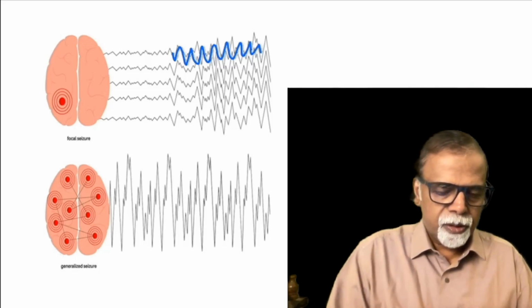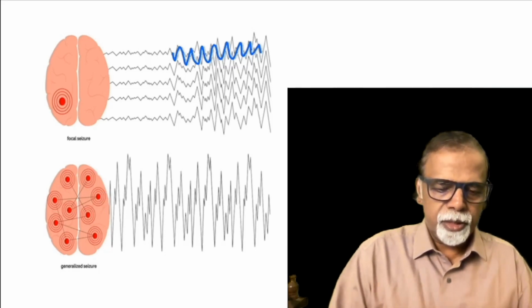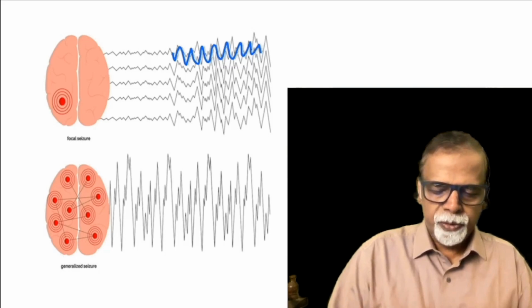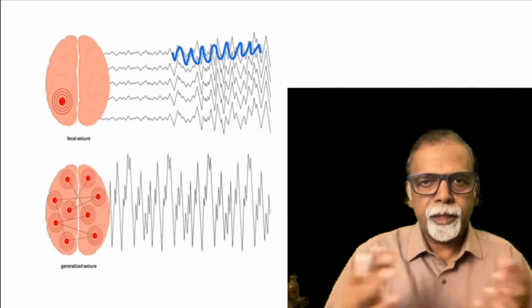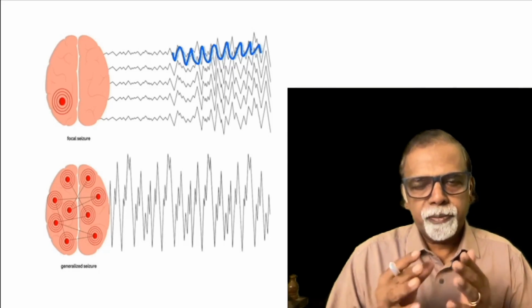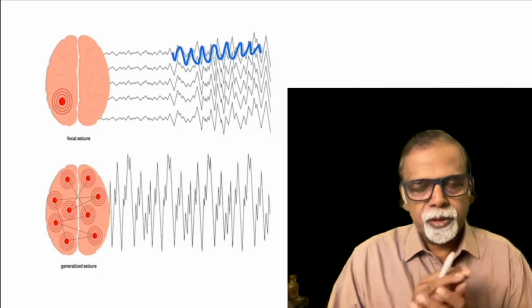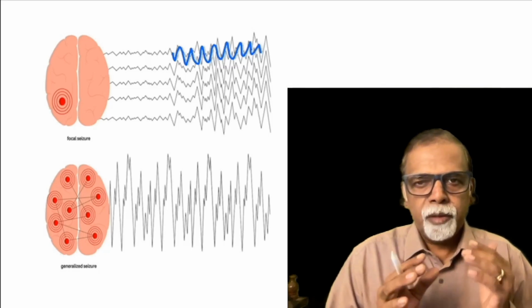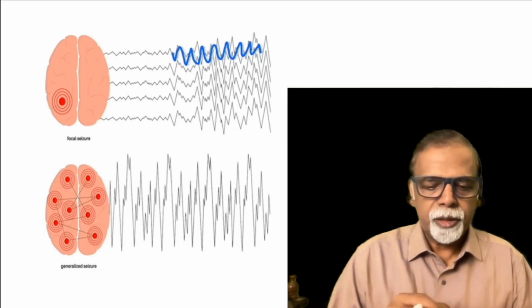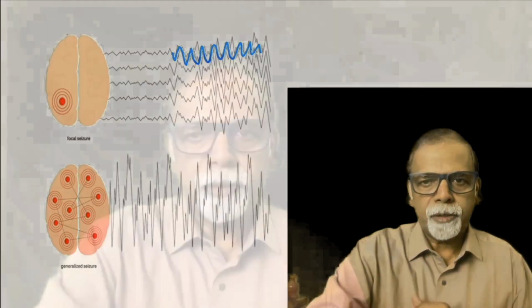If the cortex is activated simultaneously, this is what is called the generalized seizure. So in generalized seizure, the electrical activity occurs bilaterally and the patient loses consciousness from the very beginning. So this is the basic difference between a focal seizure and a generalized seizure. Hope this point is clear.